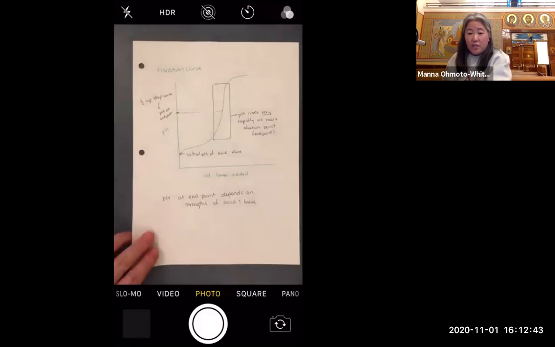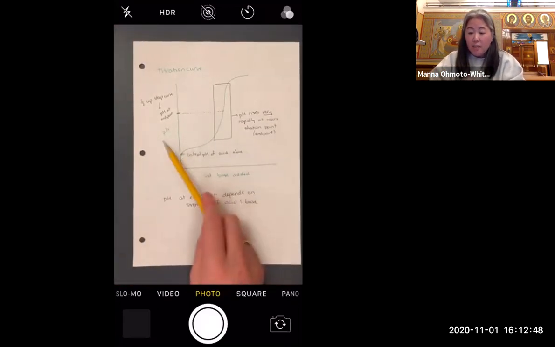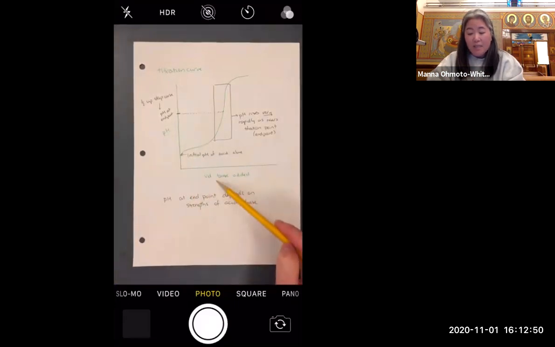When I look at a titration curve, this is what happens. A titration curve looks at the pH as more base is added. So it usually is an acid where I'm adding a base. What's happening is I first have an initial pH where it's just my acid alone, and then as I add more base to it, my pH will rise.